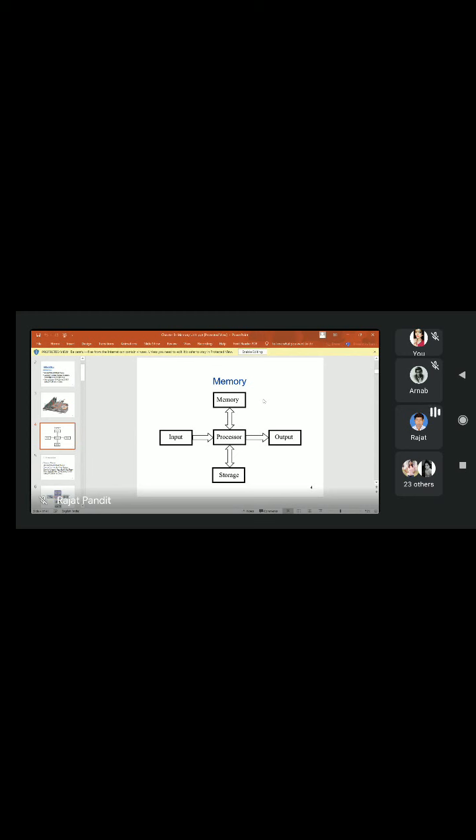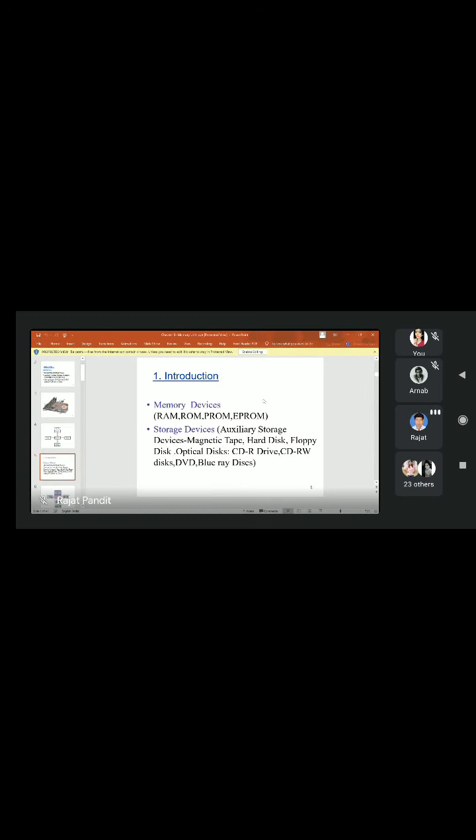Now, memory can be of different types. First of all, there are two types of devices: memory devices and storage devices. Memory devices means there are two types of memory: primary memory and secondary memory, right? Primary memory means the main memory. Secondary memory means the auxiliary memory or auxiliary devices. So main memory is basically RAM, ROM, PROM, EPROM, EEPROM. These are the main memory.